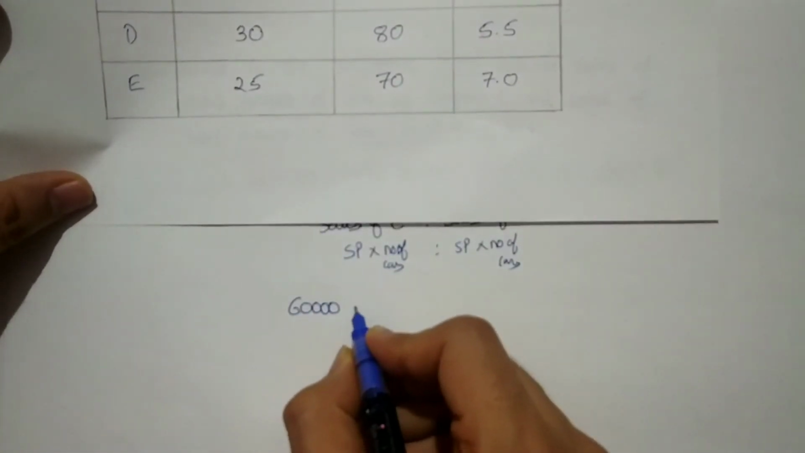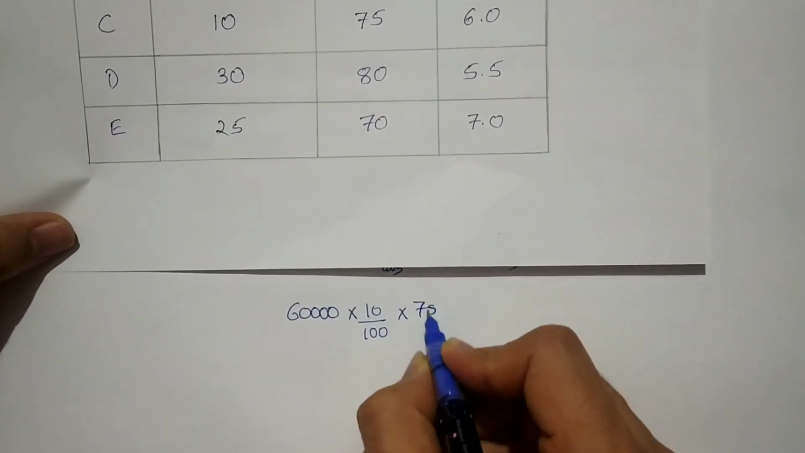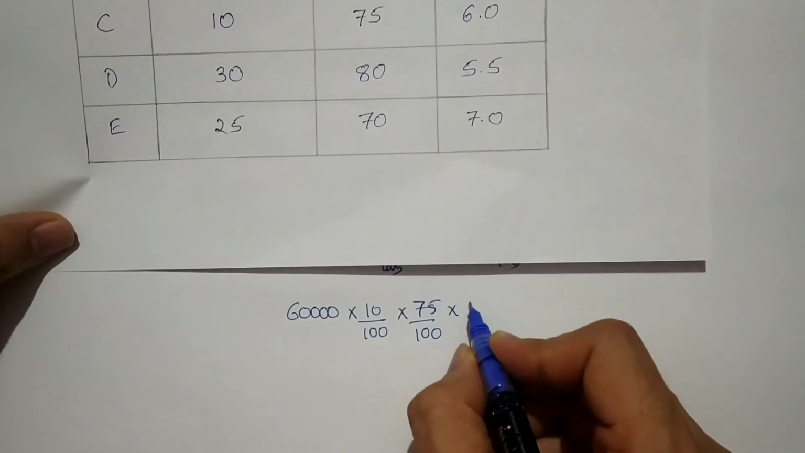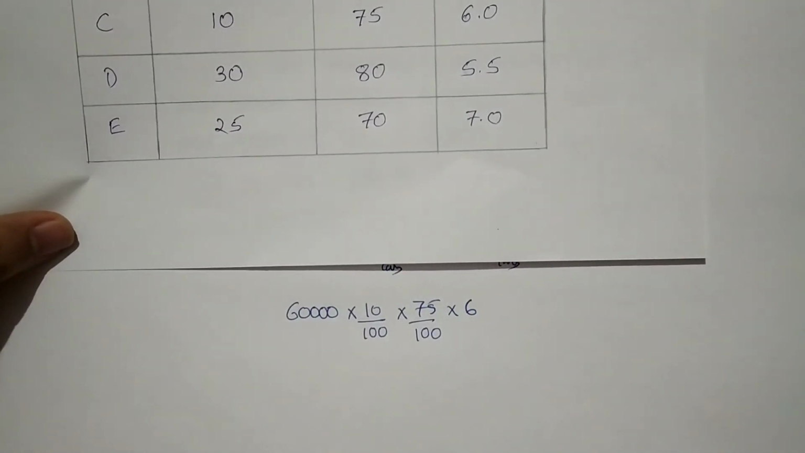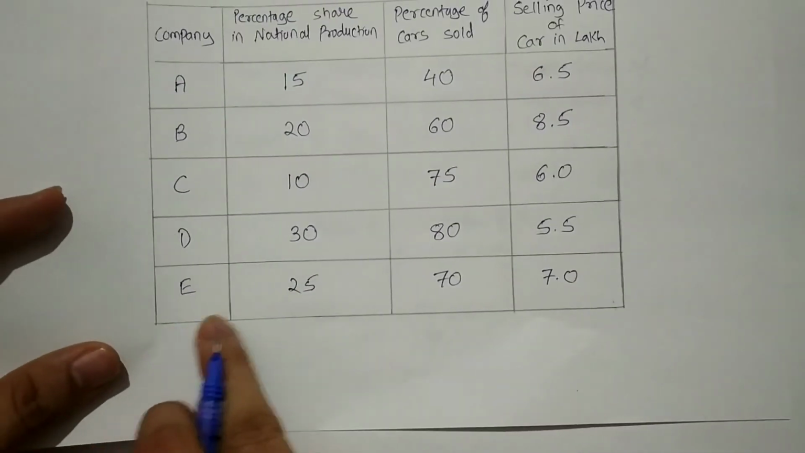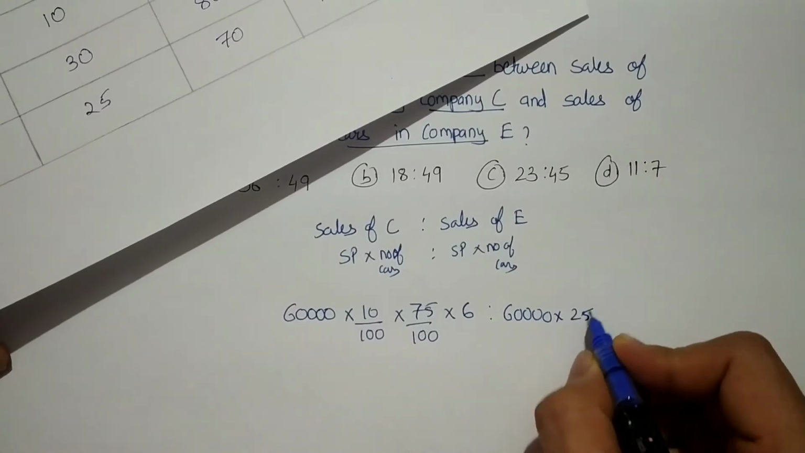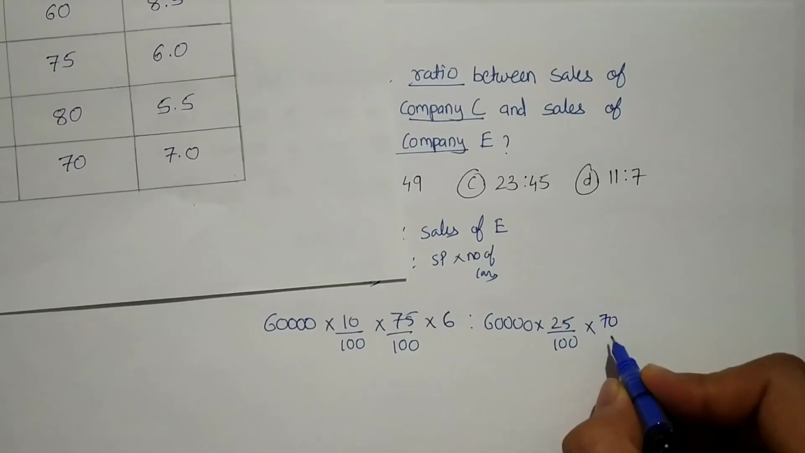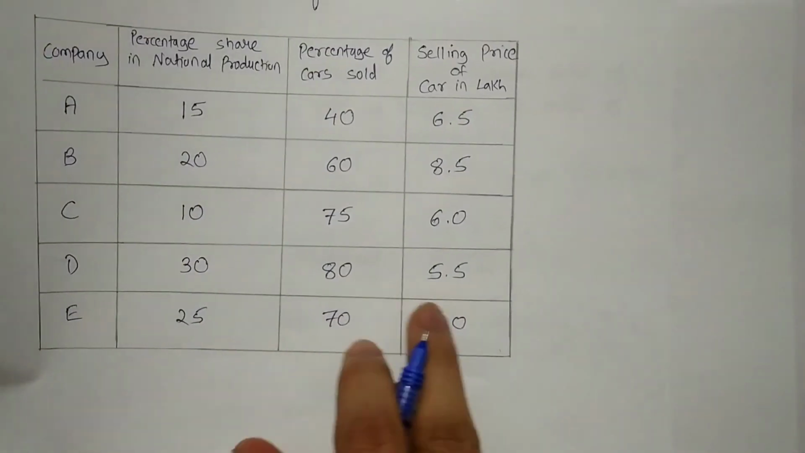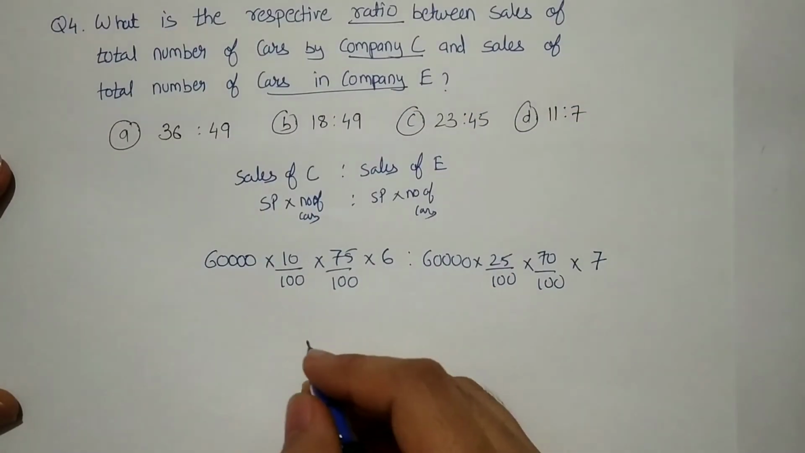60,000 into how much the company is selling, or what is the contribution of the company? It is 10%, into how much is it selling? 75%, into what is the sales value of each car? It is 6 lakh rupees selling price. In the same way for company E, let's see, it is 60,000 into 25% of the total production, 70% they are selling, into what is the sales price of each car? It is 7 lakh. So let's simplify it further friends.